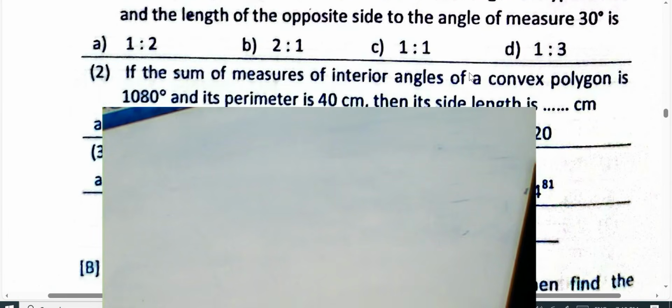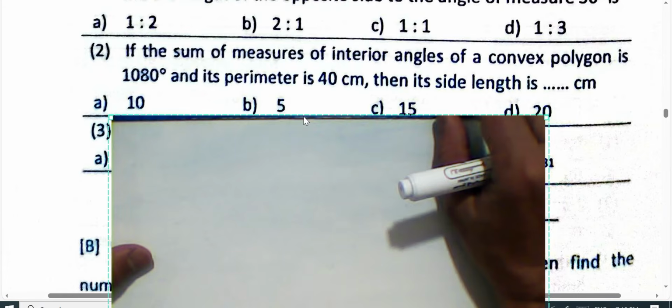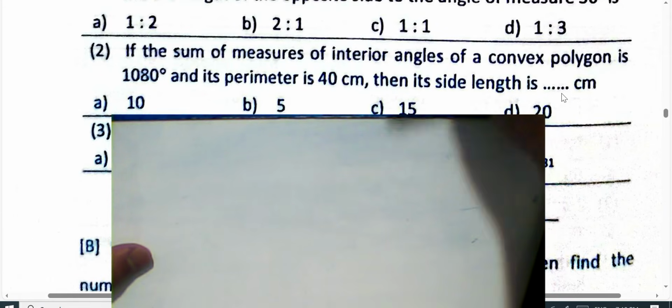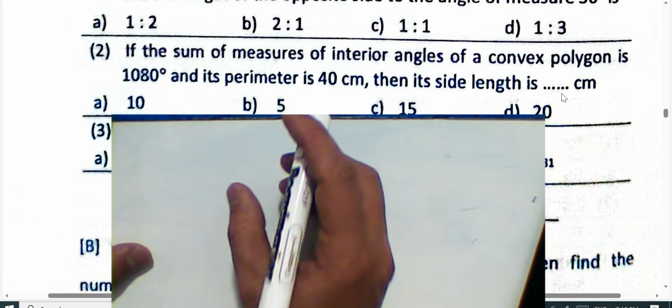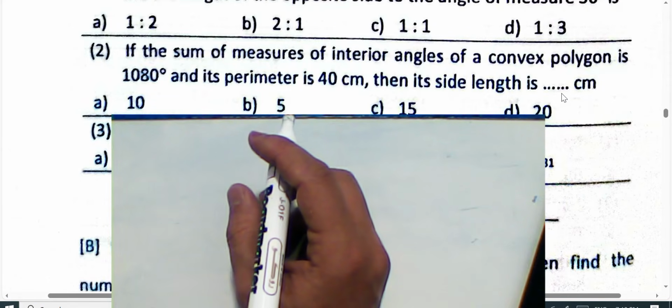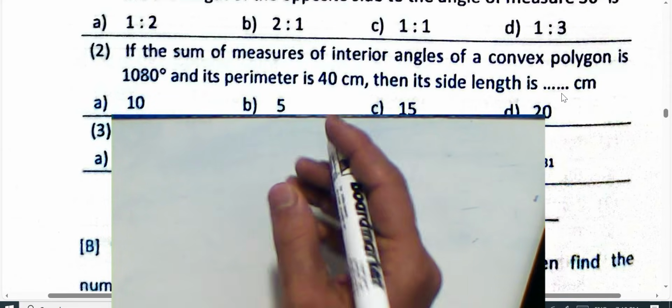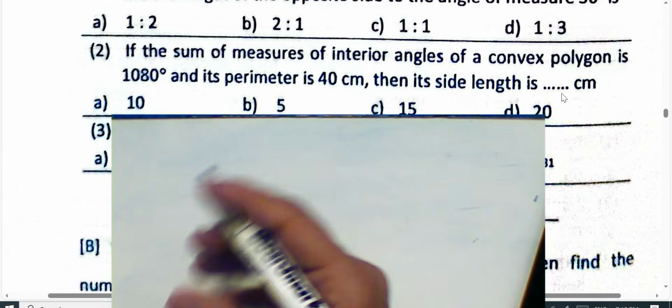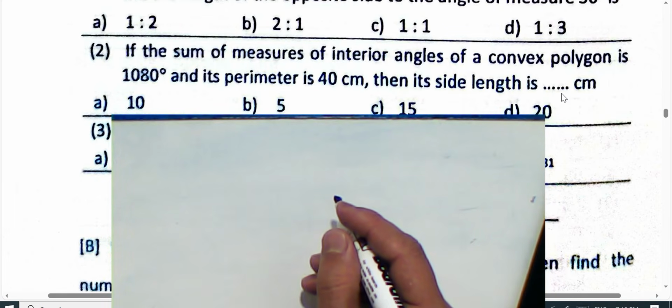The sum of the interior angles of a convex polygon is 1080 degrees and its perimeter is 40 centimeters. Then its side lengths are equal. We want to find the side length. He gives the sum of interior angles, so you can find the number of sides. If you know the number of sides, you can divide the perimeter by the number of sides to find the length of one side.